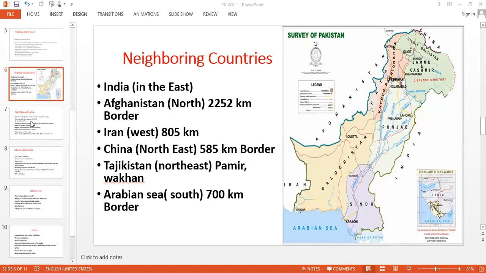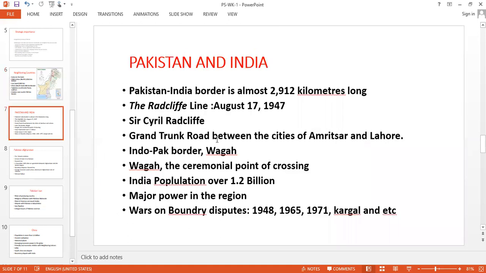Well, now Pakistan and India have an almost 2,912 kilometers long border. The boundary line between India and Pakistan is called the Radcliffe Line. It was framed on August 17, 1947, and the person responsible was Sir Cyril Radcliffe.